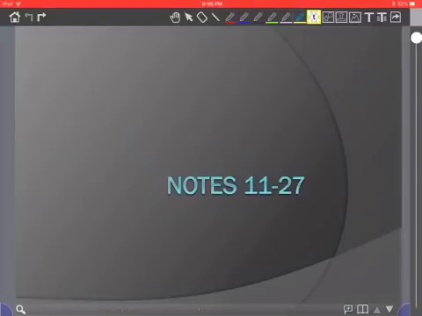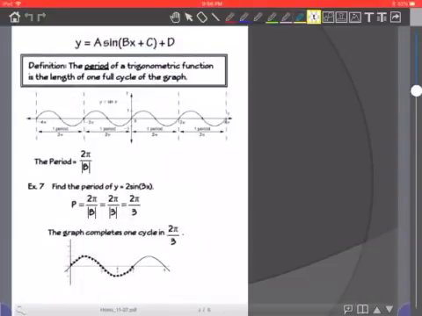Right, so here are your notes. This is on the foldable from yesterday. I am on the tab that says period. Okay, period is the length of one full cycle of the graph.